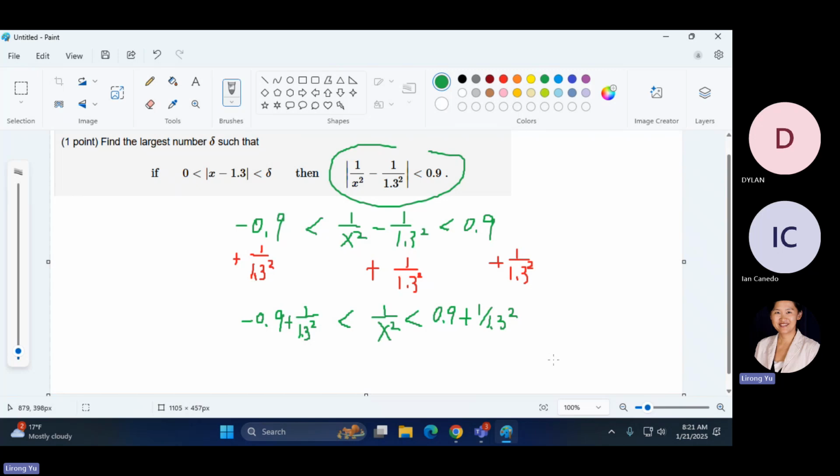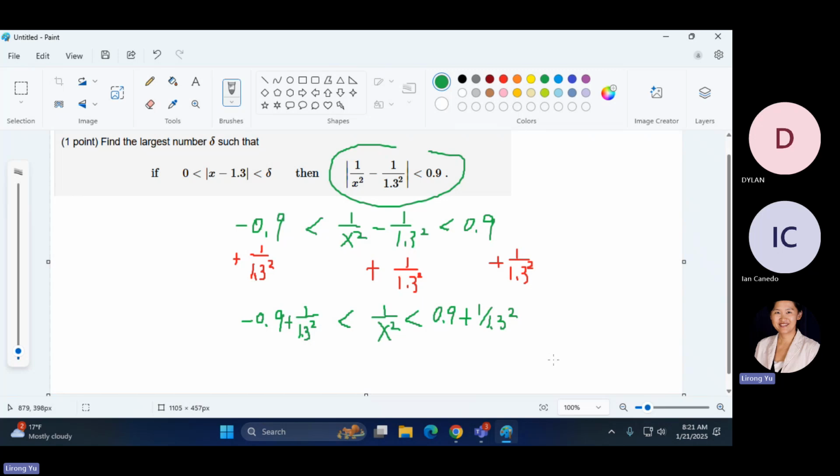0.9 plus 1 over 1.3 squared is also a positive number. The question is whether this side is positive. If this side is negative, there's no need to worry about it, right? A positive number bigger than a negative number is always true. If something is always true, then we don't have to solve it, because it's true for any x value. But if this is positive, then we have to worry about all of them.